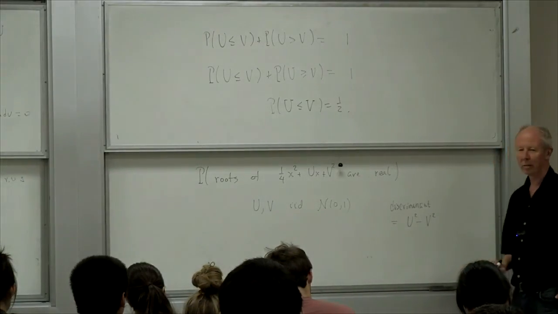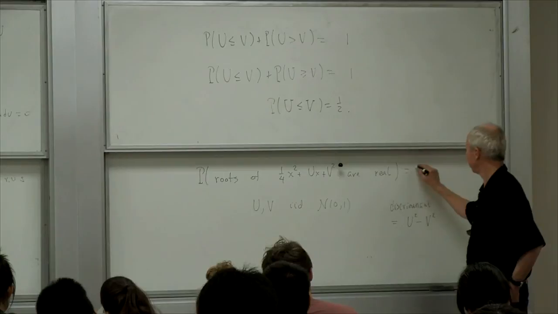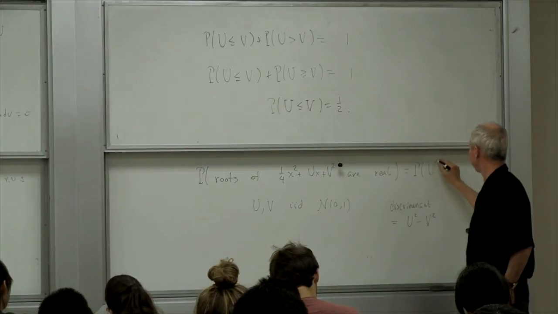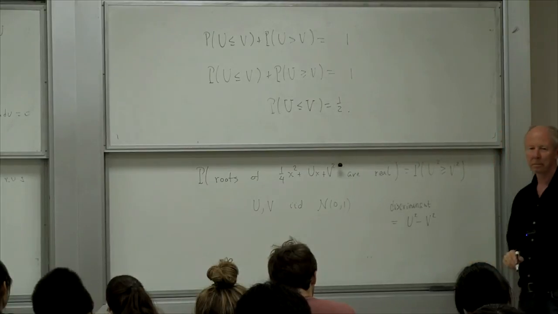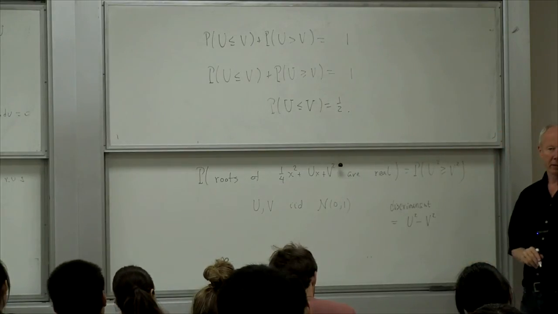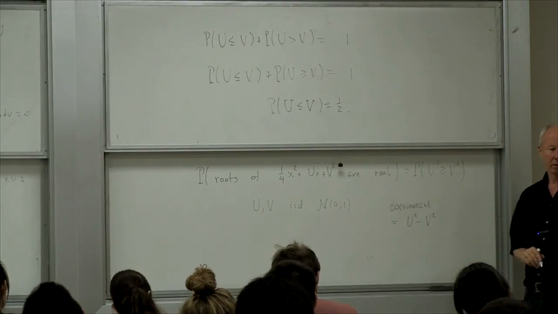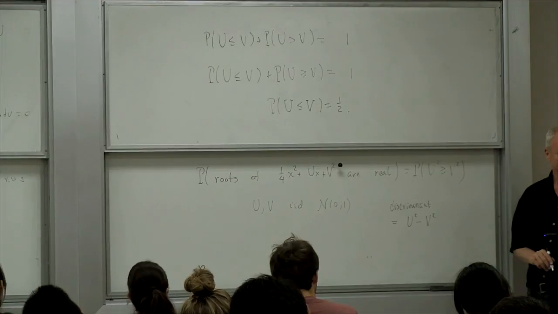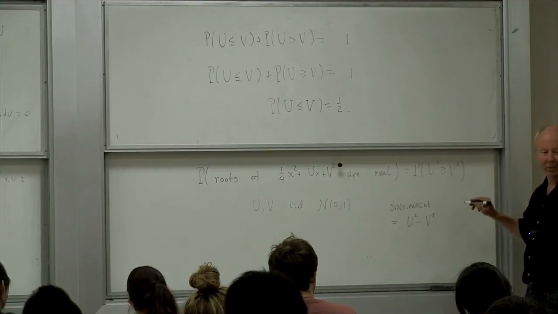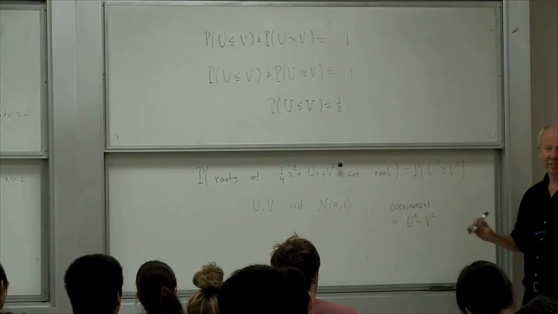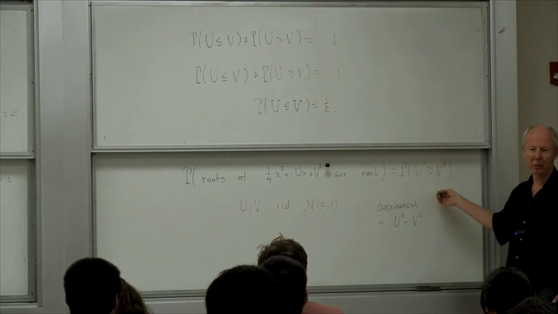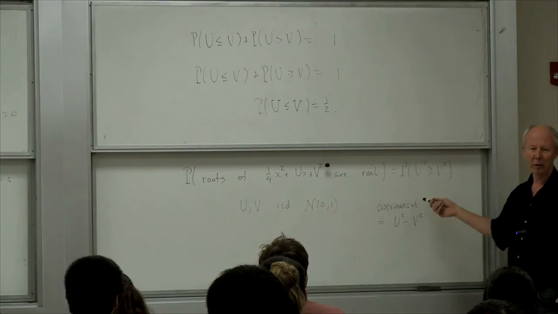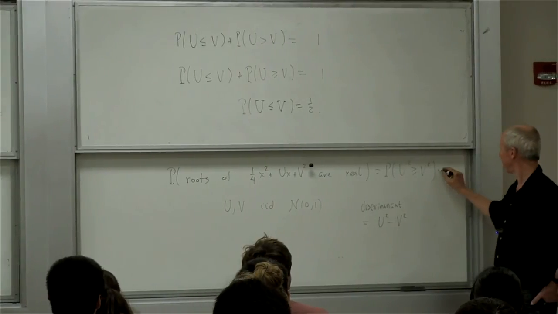The discriminant is u squared minus v squared. So this would be the probability that u squared is bigger or equal to v squared. And what's that probability? One half squared? No. Here's a random variable, it's continuous. Here's a random variable, it's continuous. They have the same distribution. What's the probability one is bigger than the other? 1/2.